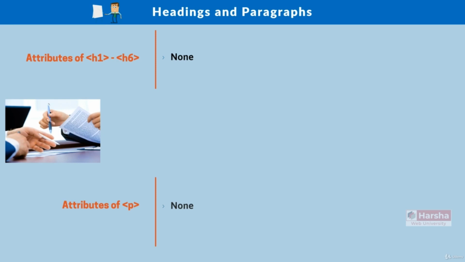And in the same way for paragraph, no attributes. Earlier we were having align attribute for p tag also, and as per HTML5 the align attribute of p tag has been removed. This is all about headings and paragraphs in HTML.